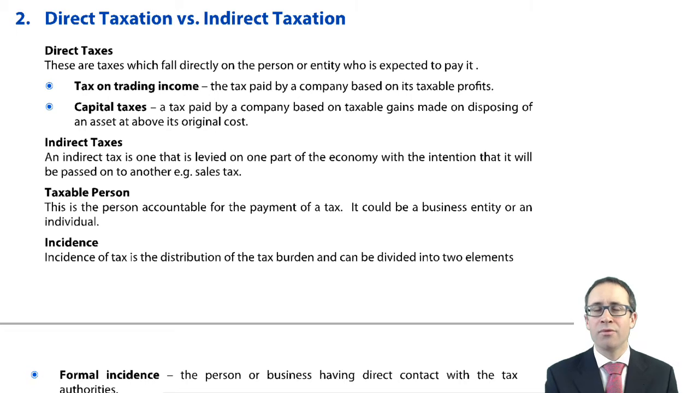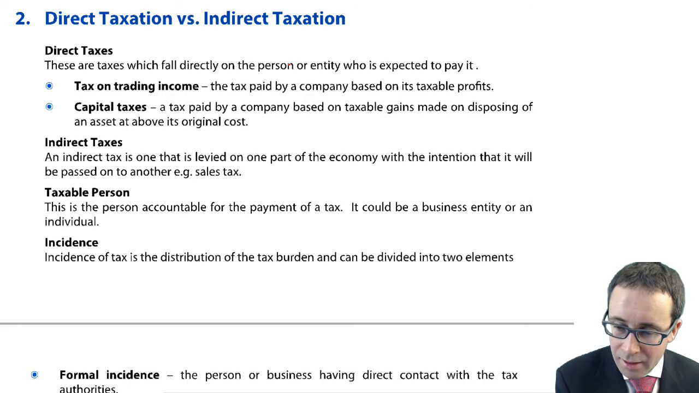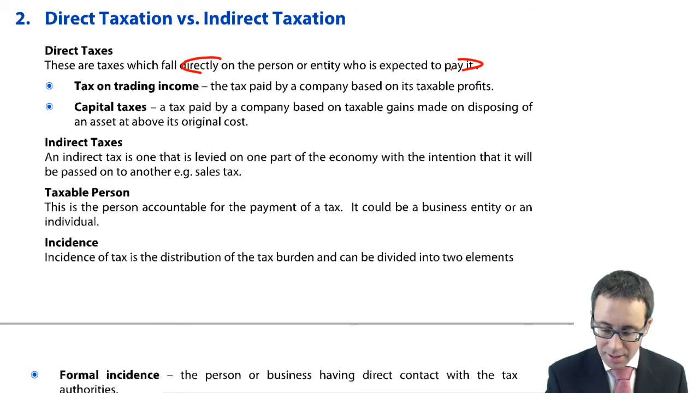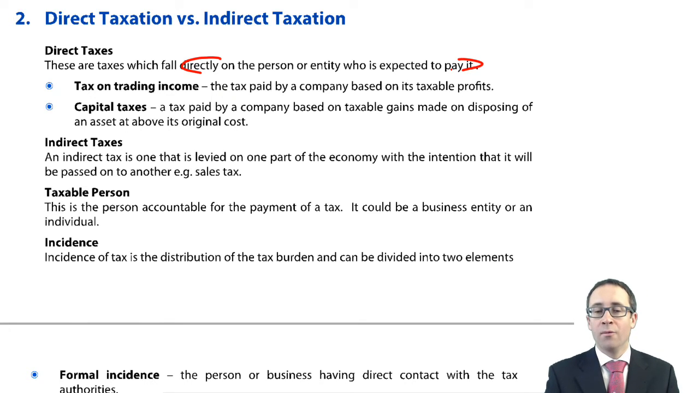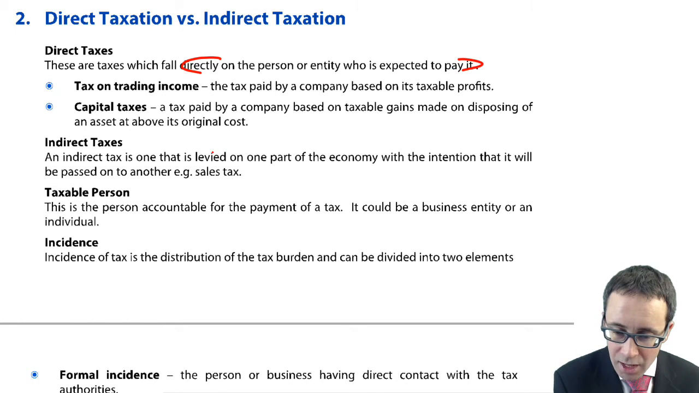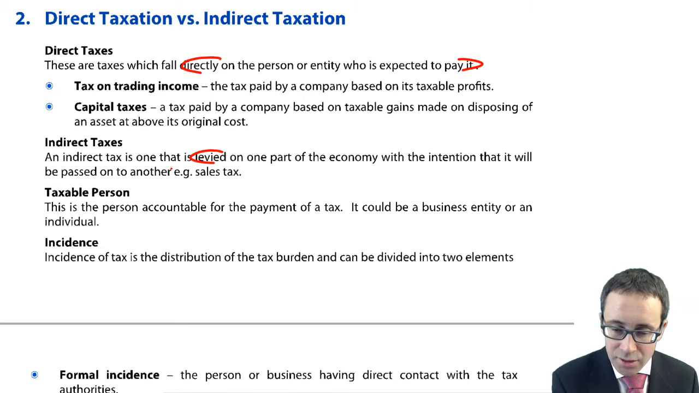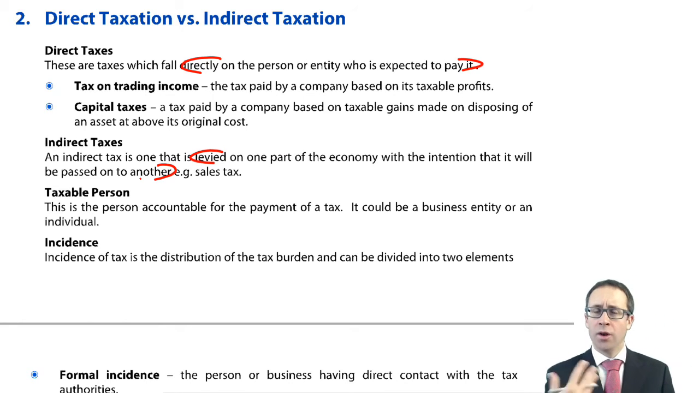I think we mentioned this very briefly just a moment ago, didn't we? But direct taxes are taxes which fall directly on the person or entity expected to pay it. So you pay it directly over to the tax authorities. Okay, there is no, if you like, intermediary. But indirect taxes are levied on one part of the economy with the intention that it will be passed on to another.